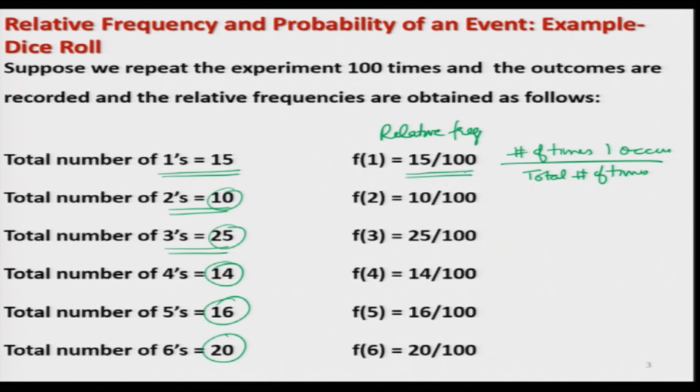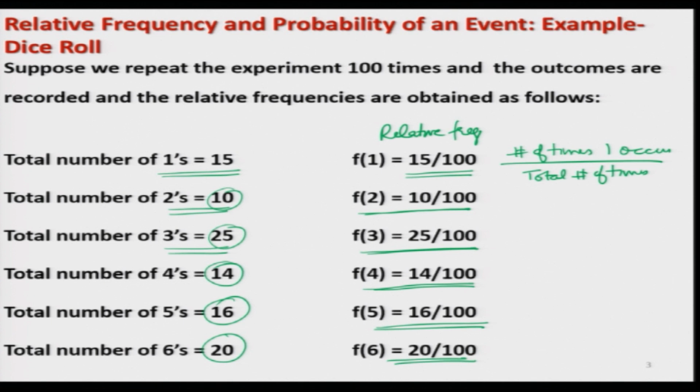Similarly, for 2, 3, 4, 5 and 6, the relative frequencies are as follows. For 2, the relative frequency is 10 by 100, for 3 it is 25 by 100, for 4 it is 14 by 100, for 5 it is 16 by 100, and for 6 it is 20 by 100. Now, what do you observe here?